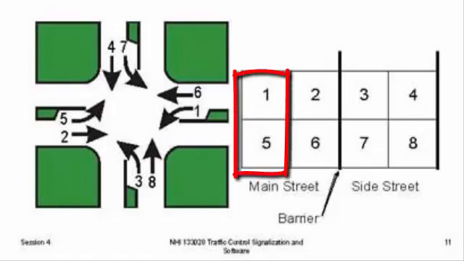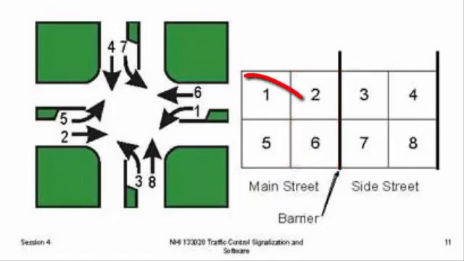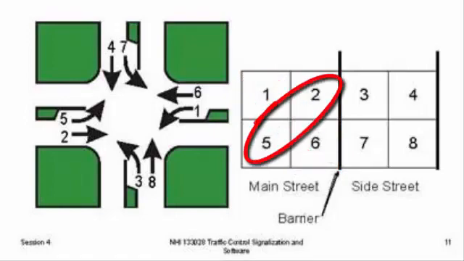Numbers 1 and 5 are used to designate the main street left turn phases, while numbers 2 and 6 are used to designate the main street through phases. Phases 1 and 6 are located on the same approach, while phases 2 and 5 are located on the opposite approach.